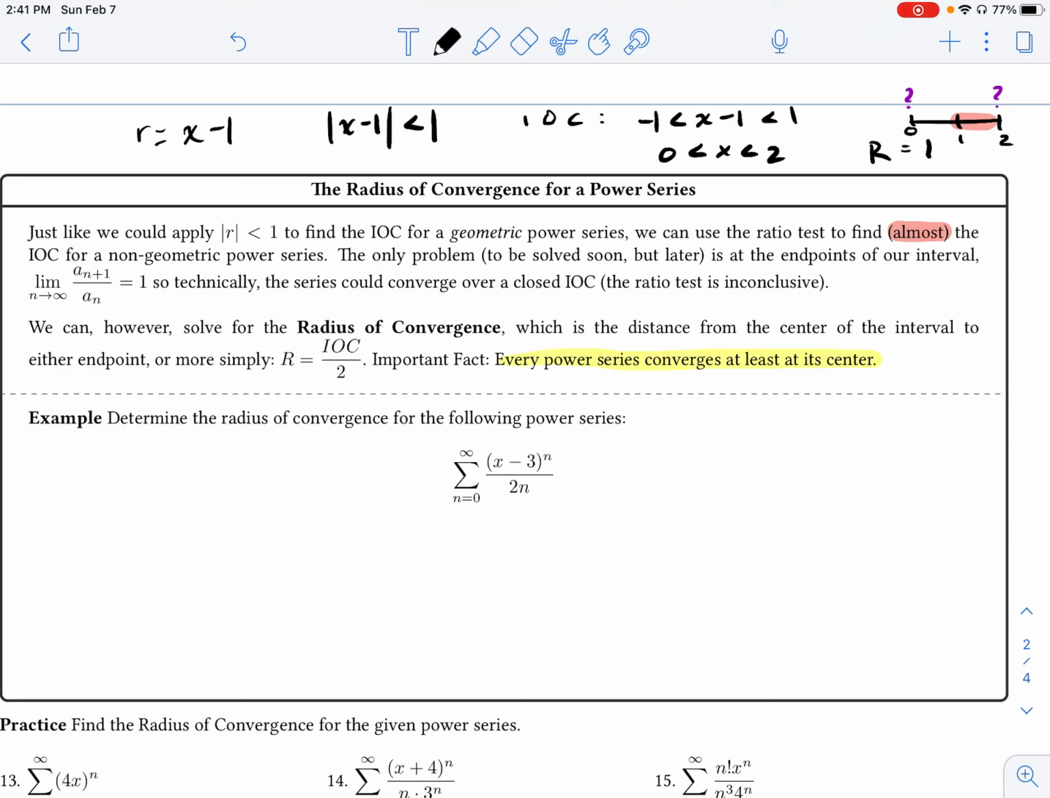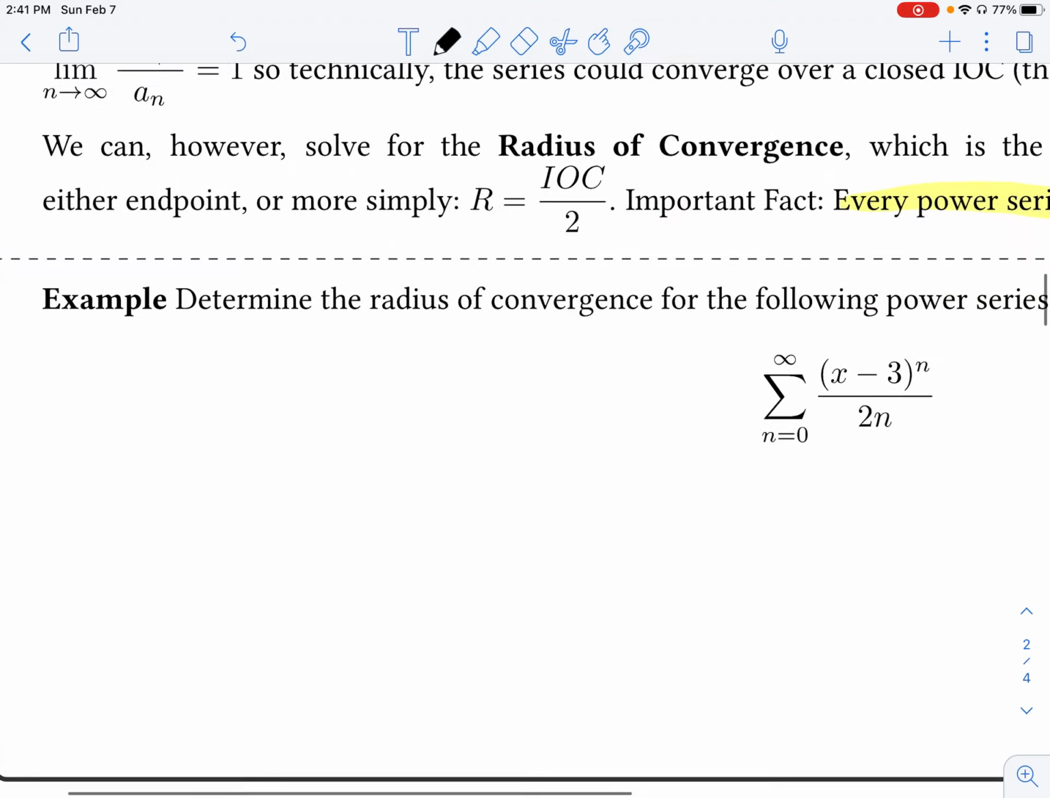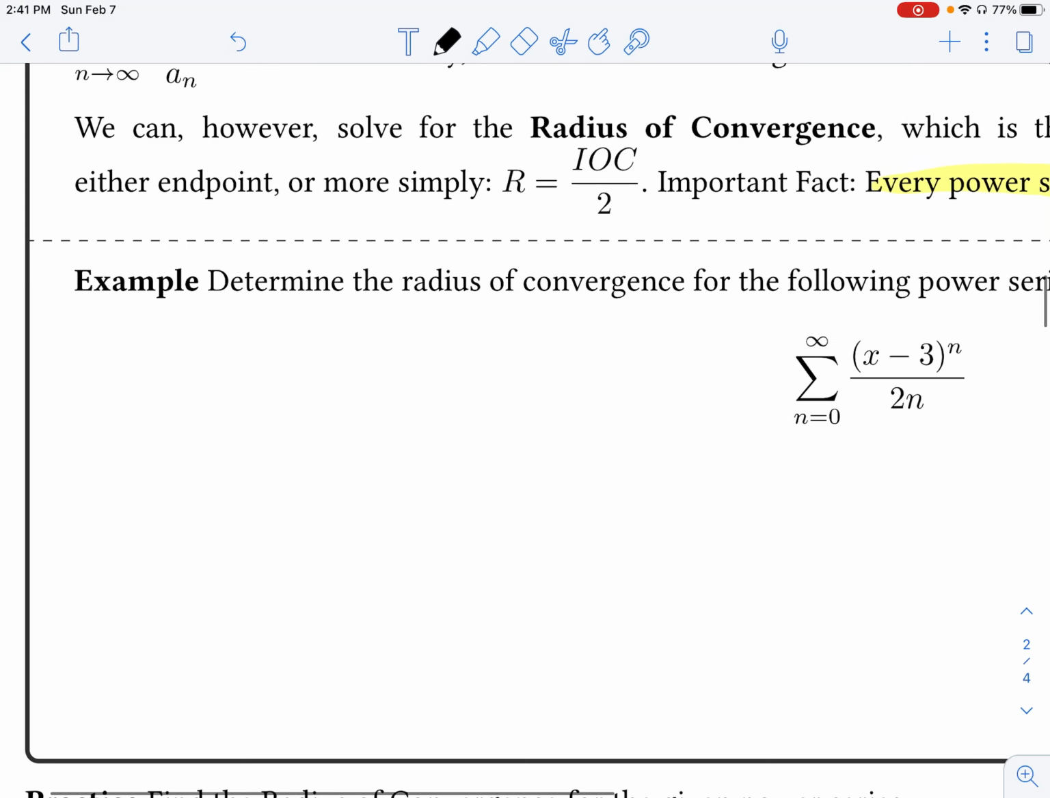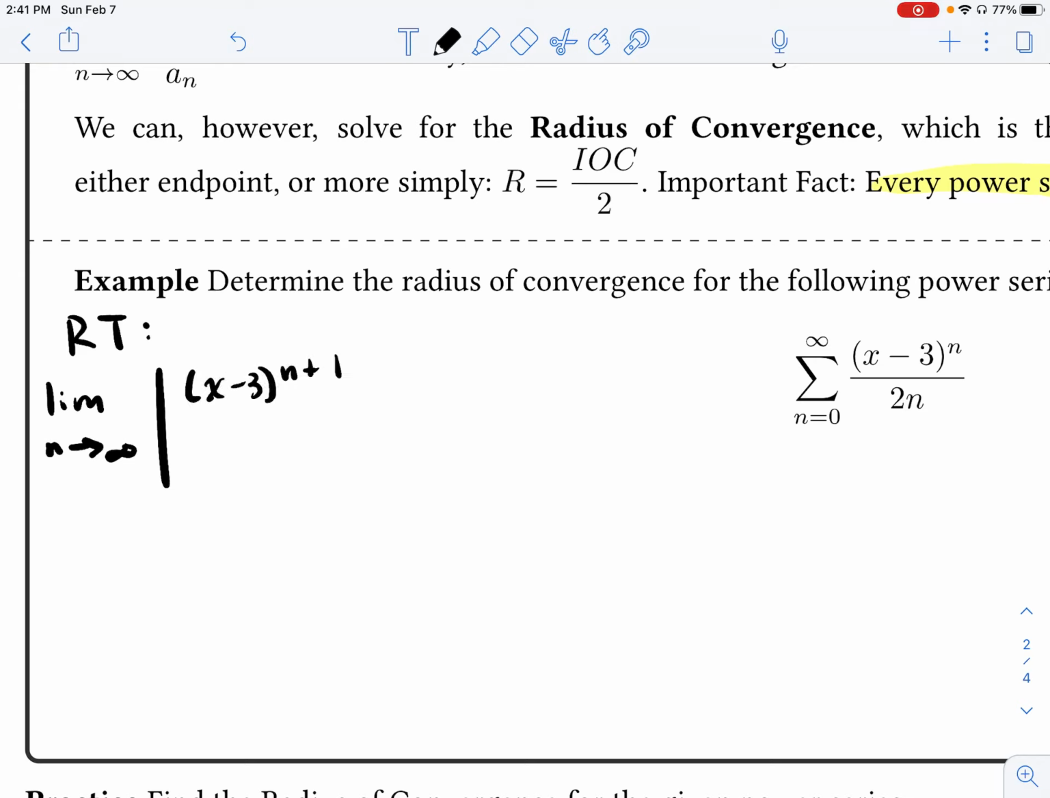So let's look at this example here, where we're going to use the ratio test to help us determine the radius of convergence for this power series. So the first thing I'm going to do is set up using the ratio test. We're going to say, okay, let's look at the limit as n approaches infinity of the absolute value of the n plus 1 term: (x minus 3) to the n plus 1 all over 2 times (n plus 1). Okay, you could write this as 2n plus 2.